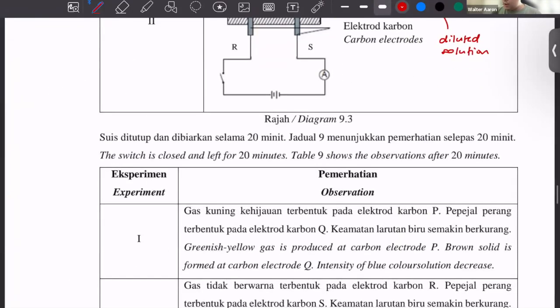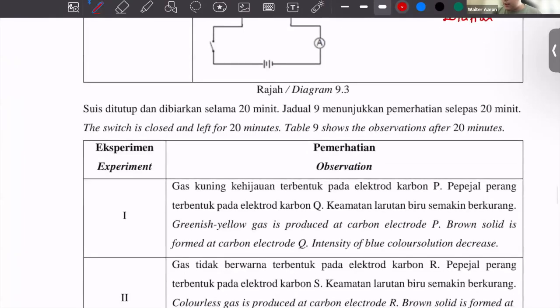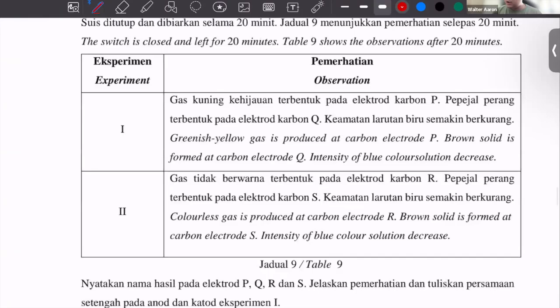Okay. So after that, what happens is that the switch is closed and left for 20 minutes. Table 9 shows the observations after 20 minutes. So the first experiment, what you can see is that there is a greenish yellow gas being produced at the carbon electrode P, and then the brown solid is formed at the carbon electrode Q. Intensity of the blue coloration decreases.